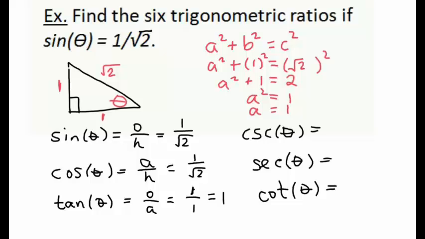And for our other three ratios, we can simply flip the existing ratios or find the reciprocal of the ones we already have. So sine of theta is going to tell us that cosecant of theta must be the square root of 2. And this is similar for secant of theta, it must be the square root of 2. And cotan is going to give us a ratio of 1 over 1 again, or just the value of 1.